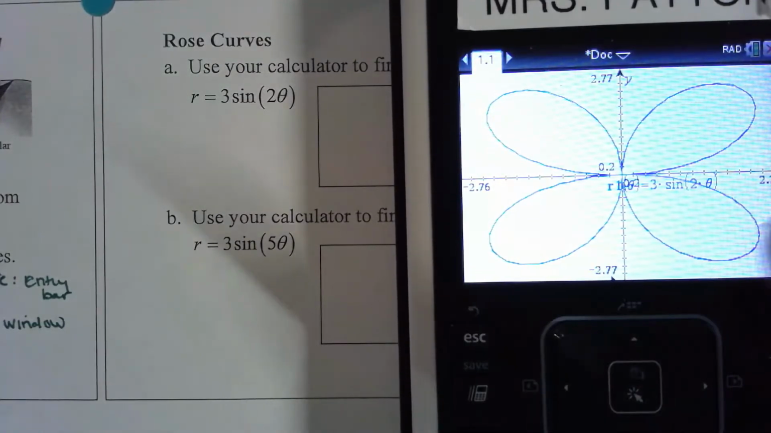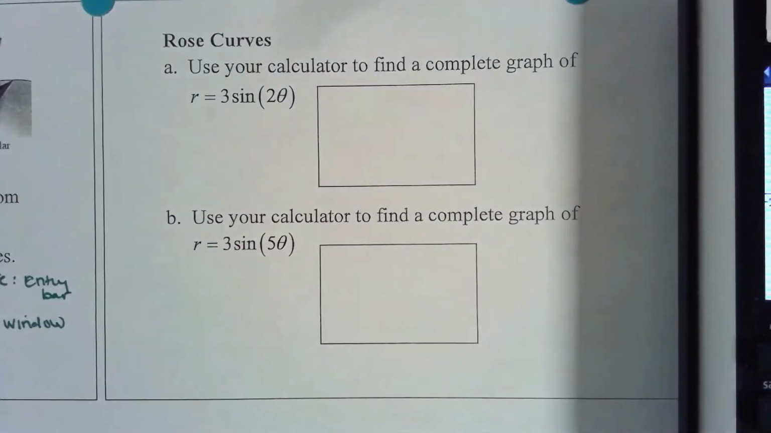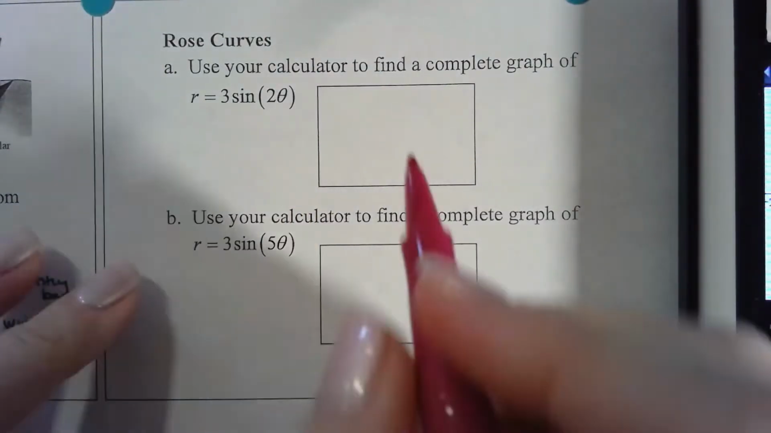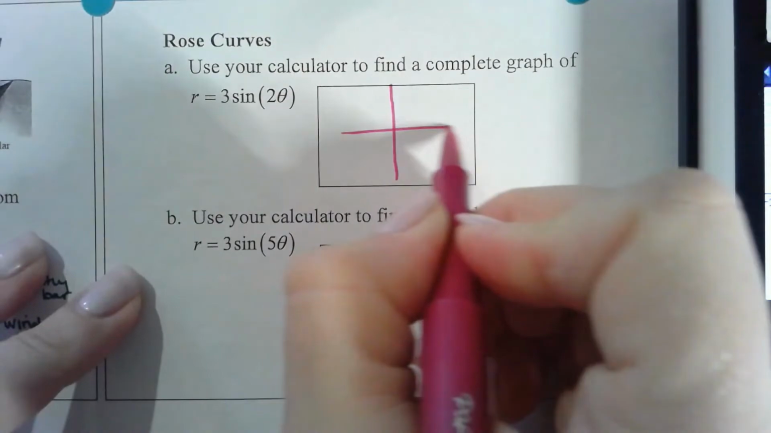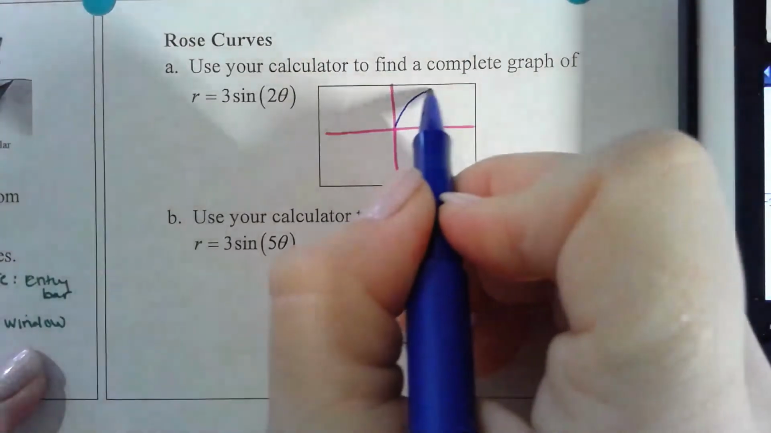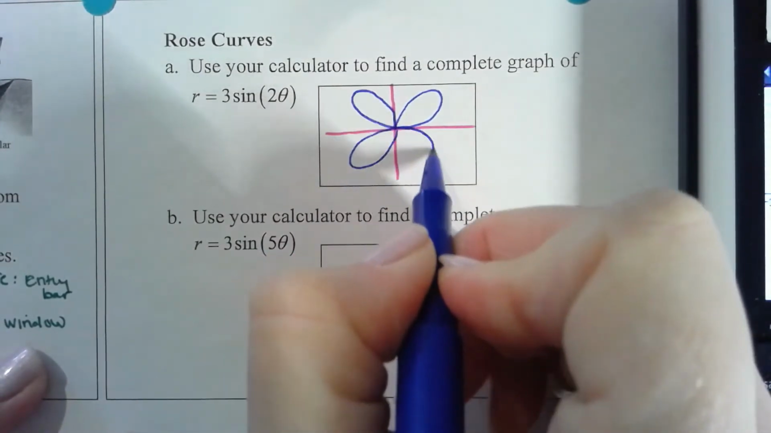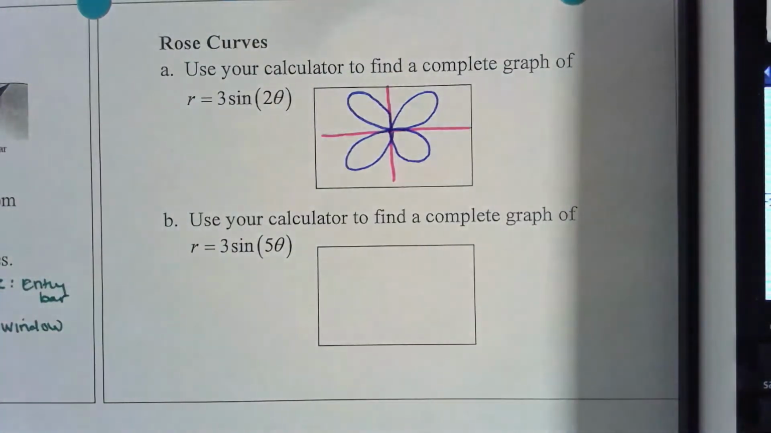Okay, so that's my zoom fit. Again, all I'm going to do in here is just get a sketch. That's all they asked for. So there's my axes, and then I'll come in and just draw in that I saw 4 petals kind of going through the middle of each quadrant. That's not a great graph, but I'm not expecting greatness here.